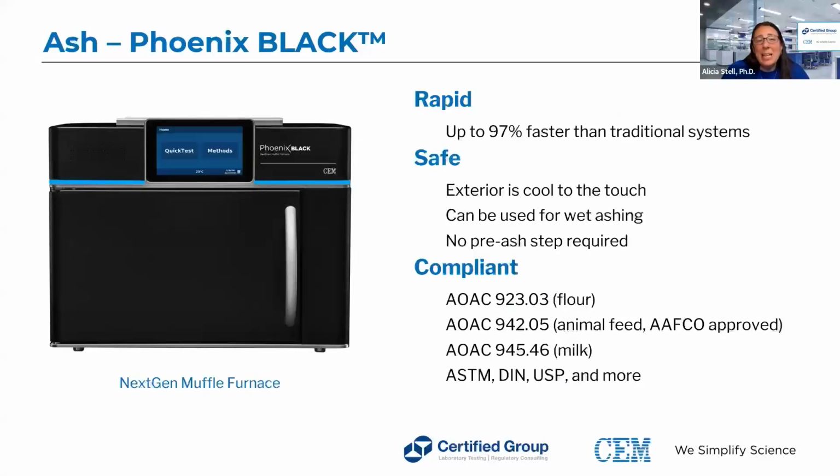So I'd be remiss if I didn't take just a quick moment and talk about the Phoenix Black system. Up till now, we've talked about total fat and moisture, but most of you in your lab probably have a muffle furnace. It's kind of a commodity, right? And you're probably doing ashing for some sort of application. And you may not know that CEM has a next generation muffle furnace. And all the benefits that you've just seen for the Smart and the Oracle system ring true here as well. So it's rapid. It's 90% faster than traditional methods. It brings a lot to the table as far as safety is concerned, and like everything else, compliant.